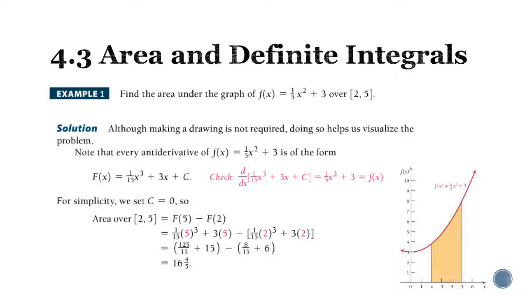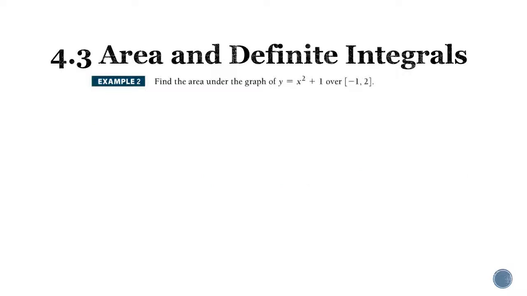Okay, so the antiderivative is going to be 1/15 x to the third plus 3x. And again, you can leave off the c, don't worry about the c, because when you subtract the two values, the c's would go away. So what we then do with the 1/15 x to the third plus 3x is we put in 5, and then we also do it putting in 2, and we subtract the results, and we get 16 4/5. This one. Pause the recording, give it a try, and resume to check your answer.